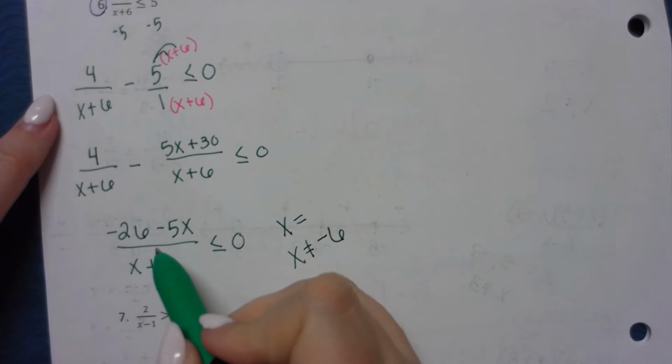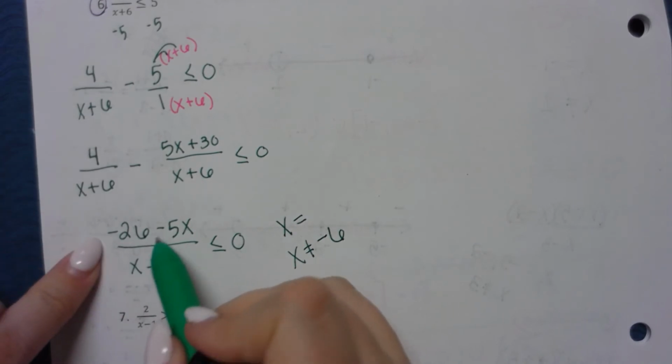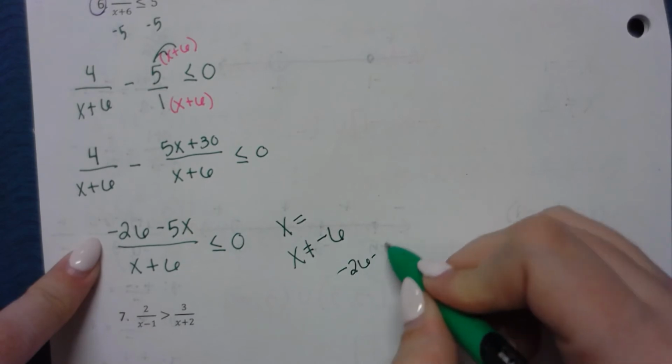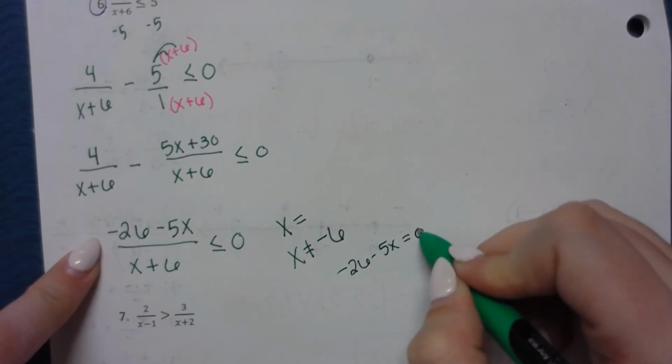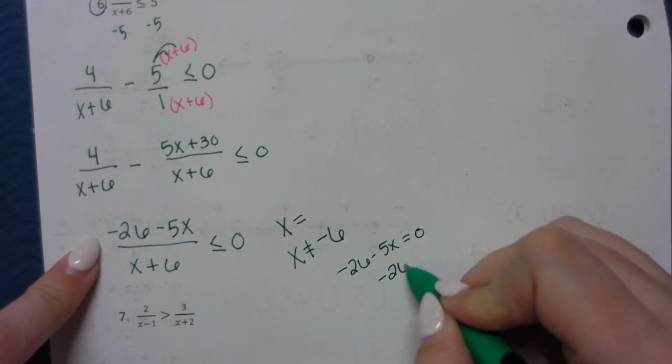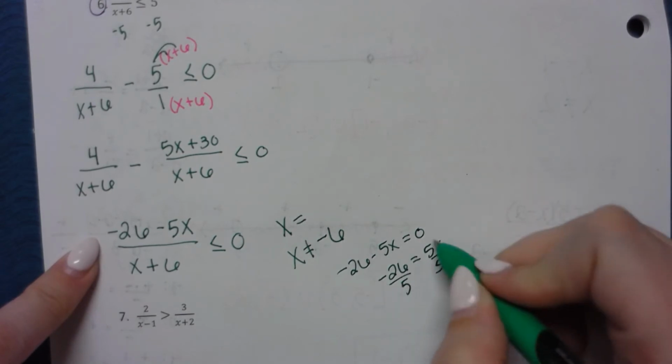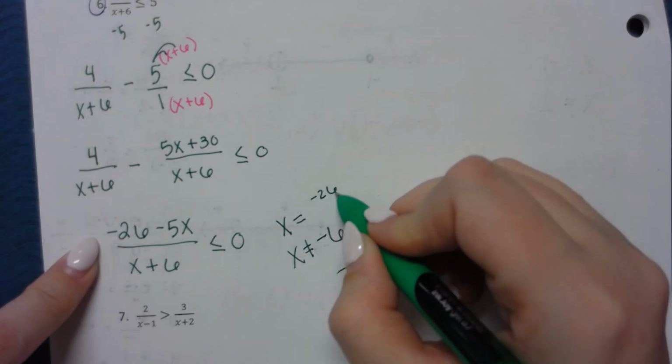For this one, if you can do that math in your head, awesome. If not, remember you can just set it equal to 0. So we can say negative 26 minus 5x equals 0. Add the 5x to the other side, divide by 5, we get negative 26 over 5.